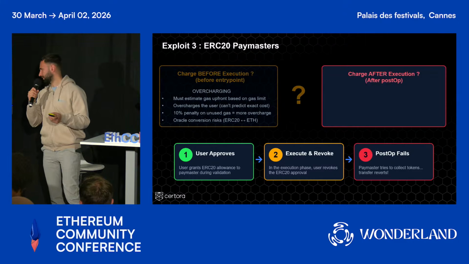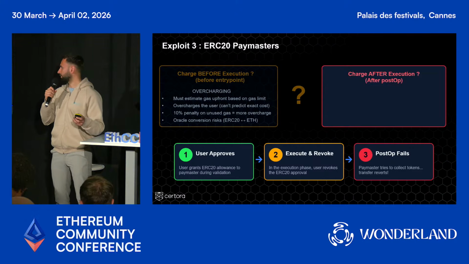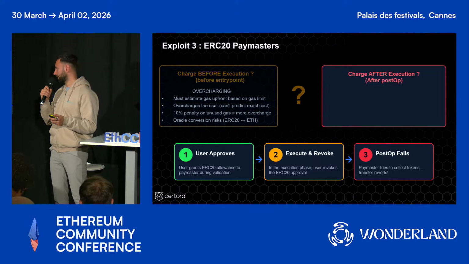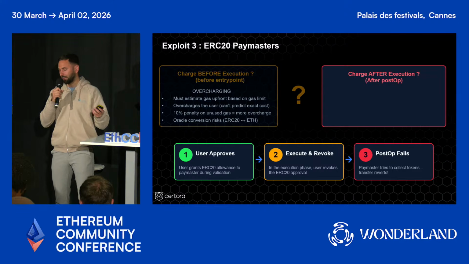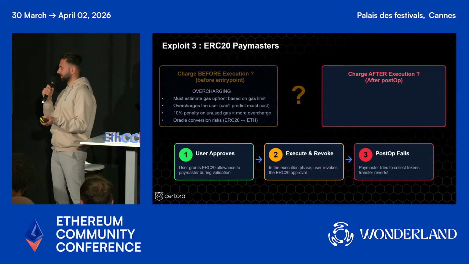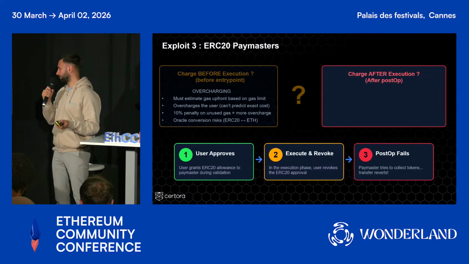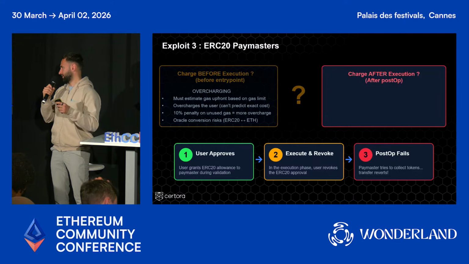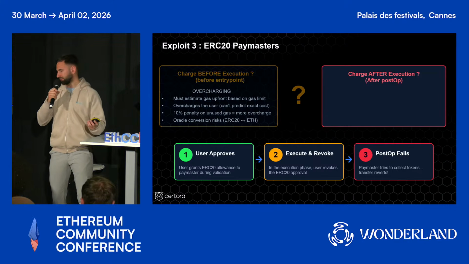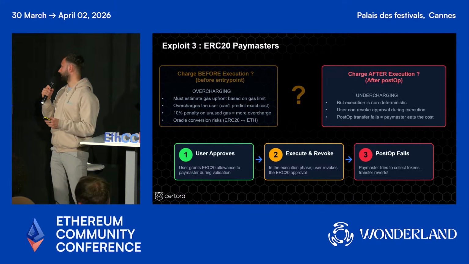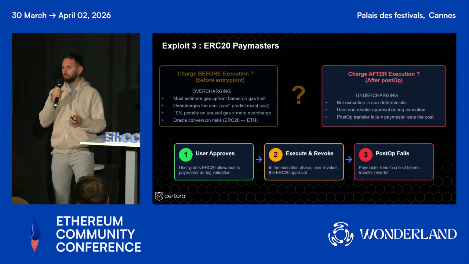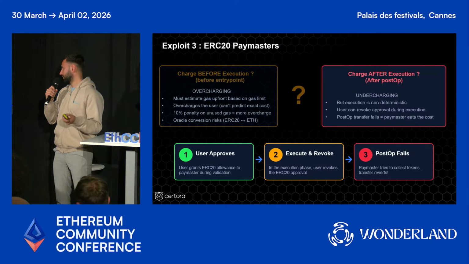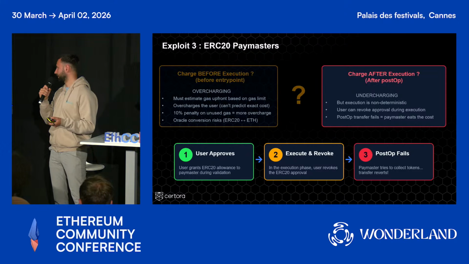You have to account for the 10% penalty, and you have to not be a victim of all the Oracle conversion risks that could happen. I mean by that DOS, decimal issues, and conversion price. So if you take the fund before, you will end up overcharging, which is the way to go. But if you take the fund after, there is a risk of undercharging the user or not charging at all, because the user can revoke the approval during the execution.